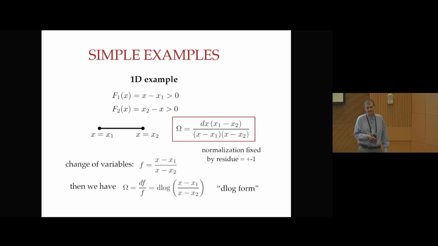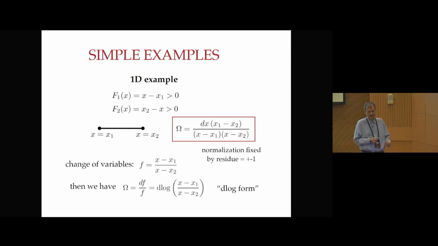Next example, still one-dimensional, is a finite line segment. So x lives between x1 and x2. This is given by two inequalities, which are here. x is bigger than x1, and x is smaller than x2. And then the canonical differential form on this line segment is given by this formula. You see two poles in the denominator. There is a pole when we approach one of the boundaries or the second boundary. And there is some numerator which just depends on x1 and x2, and it's there for the normalization of the form.